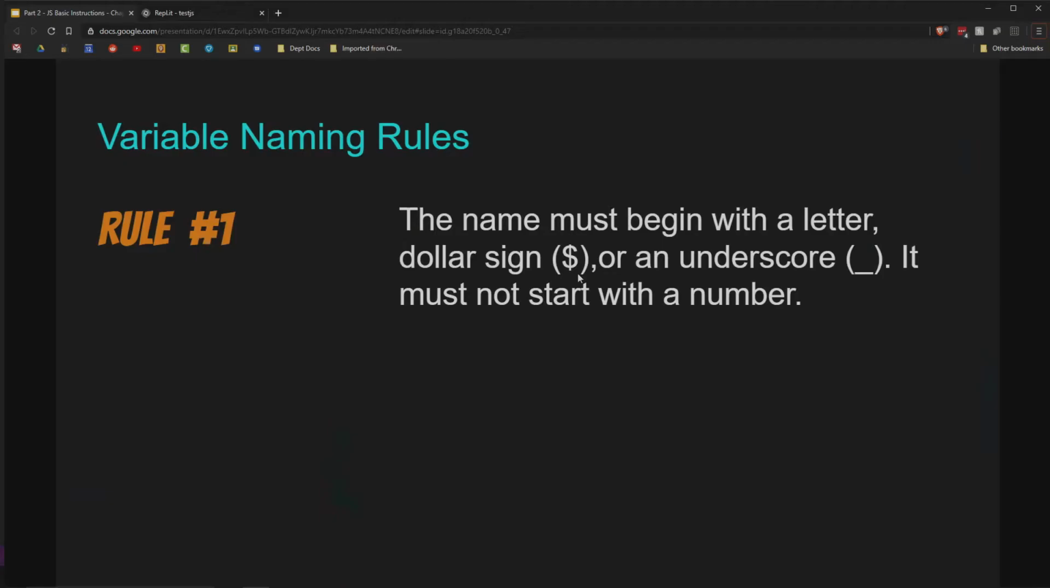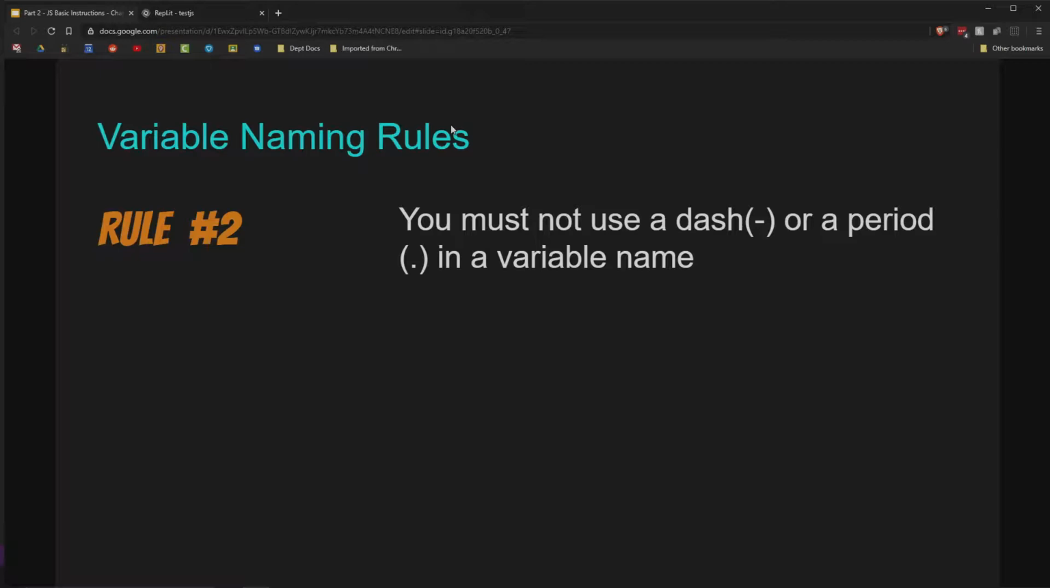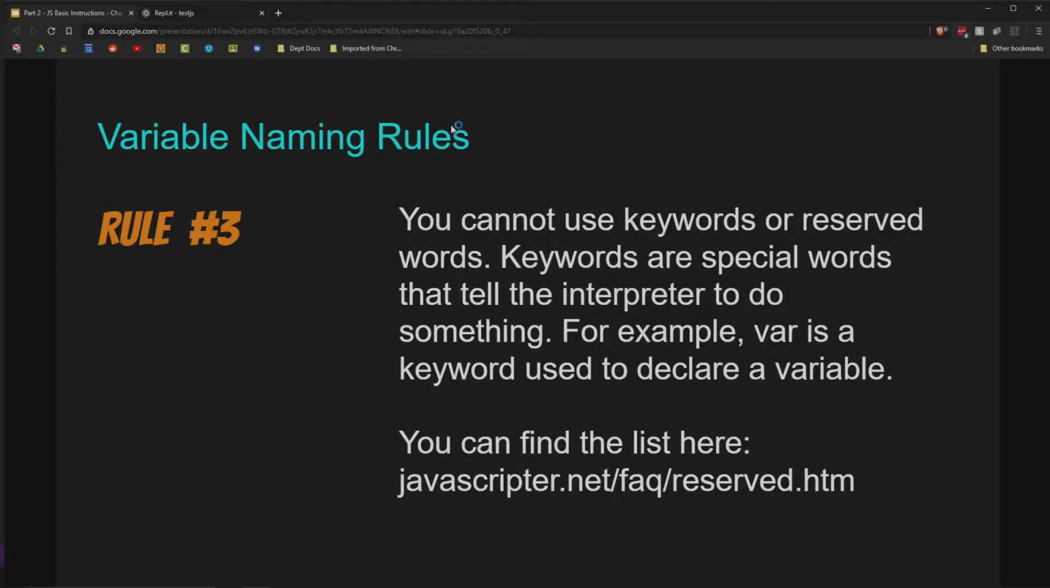The name must begin with a letter, a $ sign, or an underscore, and it can't start with a number. You must not use a dash or a period in a variable name. Those are reserved, especially that dot. It's called the member operator. You cannot use keywords or reserved words. So reserved words can be found at that link that I have on the slide right now. You can also go on Google and look up what are JavaScript reserved words. They're always changing, and it's good to keep up to date with that.